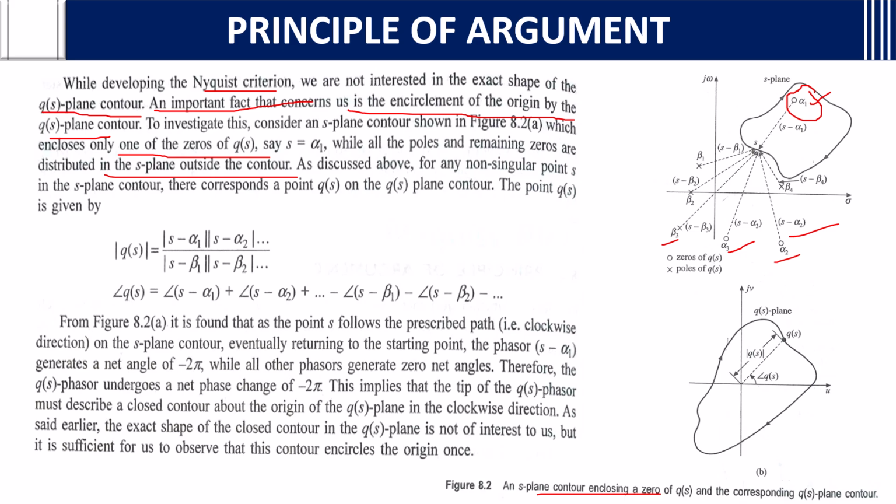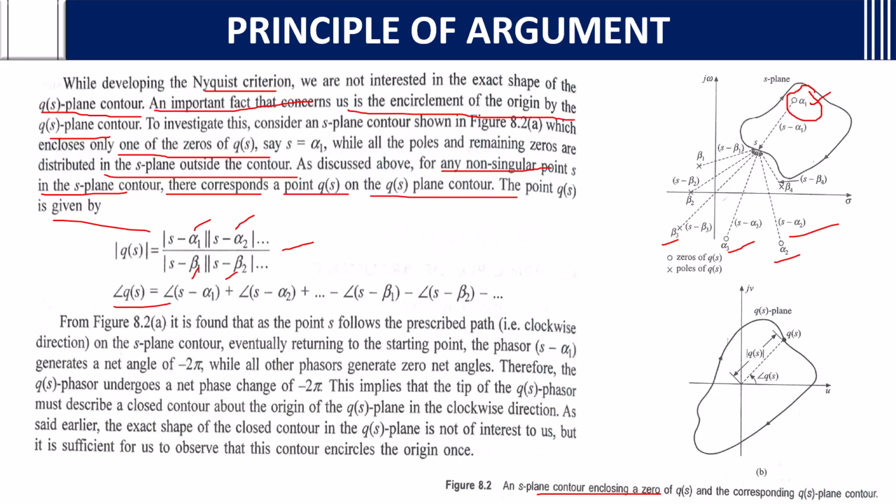As discussed above, for any non-singular point in the S plane contour, there corresponds a point Q of s on the Q of s plane contour. The point Q of s is given by what? S minus alpha 1, S minus alpha 2 by S minus beta 1 into S minus beta 2, and so on. However many zeros and poles there are. Alpha 1 is a zero, and beta 1, beta 2 are poles.